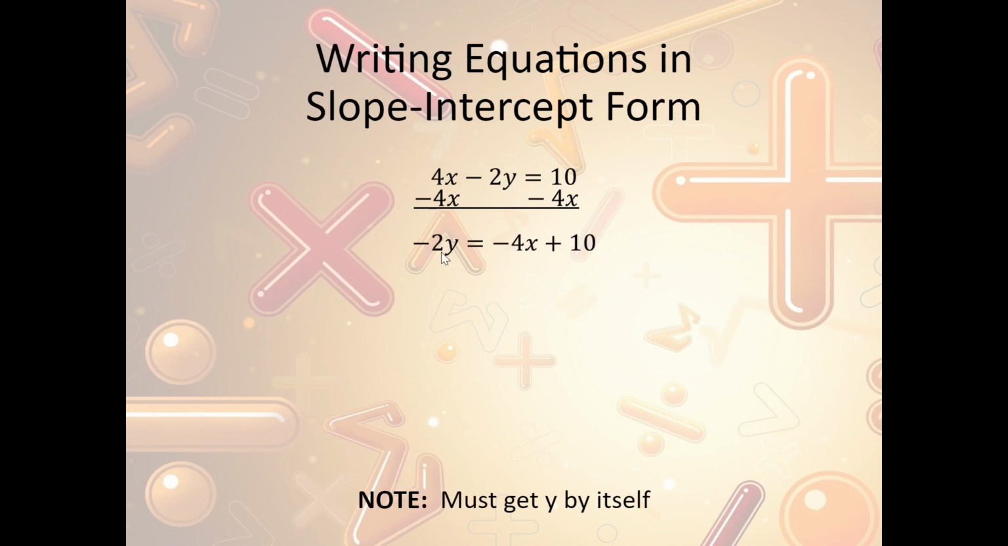Now I'm going to get rid of whatever's over here with the y. Well, I got a negative 2 over here, and it's being multiplied by y. So I'm going to undo that by dividing. So I'm going to divide both sides by negative 2. That gets rid of this because negative 2 divided by negative 2 is 1. So it's just 1y. So that's what I want, just y. And then this gets divided to both of these. So negative 4x divided by negative 2 is positive 2x. And 10 divided by negative 2 is negative 5. So I end up with y equals 2x minus 5. Here's my slope. Here's my y-intercept. Now I can graph that equation.